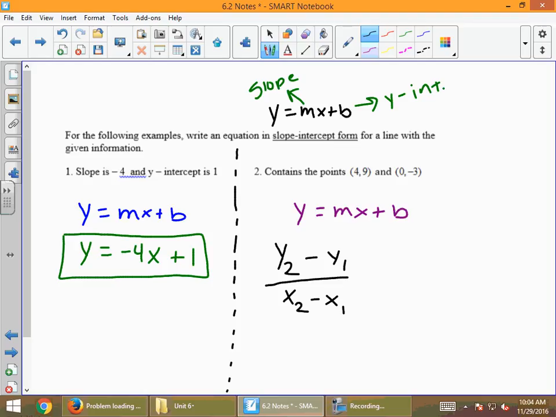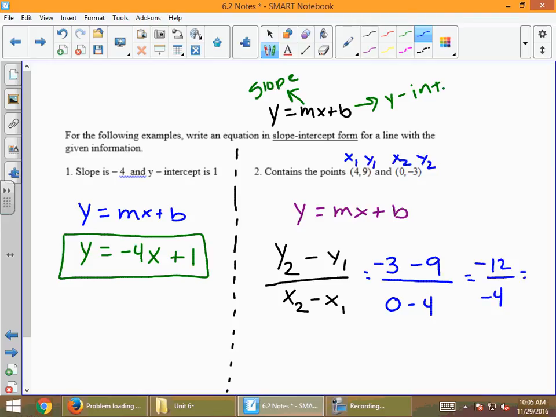Go through and label x1, y1, x2, y2, and plug those values in. When we plug in those values, what's our top going to look like? And what's our bottom going to look like? What is -3 minus 9? -12. And 0 minus 4.